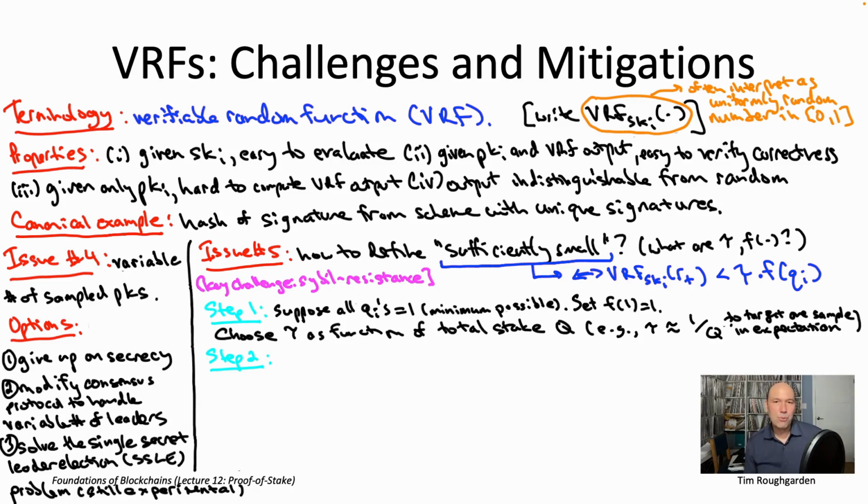Imagine we're dealing with 3 public keys, right? One that has 12 coins, another one that has 7 coins, and another one that has 13 coins. Well, we just said we need to treat the first person as if they're 12 Sybils with 1 coin each. We need to treat the second person as if they're 7 Sybils with 1 coin each.